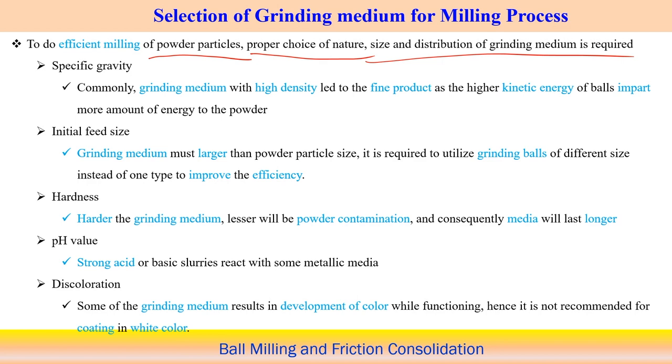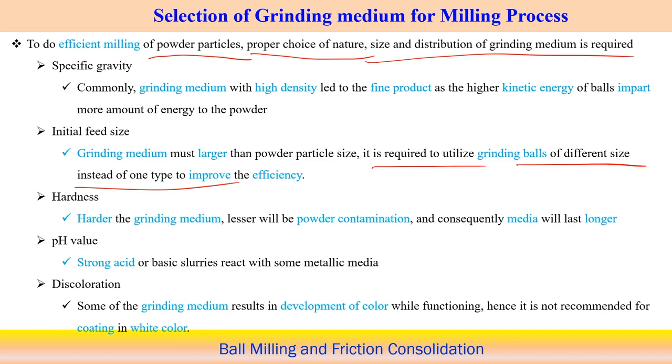That is always true, and it is required to utilize grinding balls of different sizes instead of one type to improve the efficiency. It means that if you use multiple different sizes of grinding media, then it is more effective to improve the efficiency to produce fine particles in the ball milling operation.